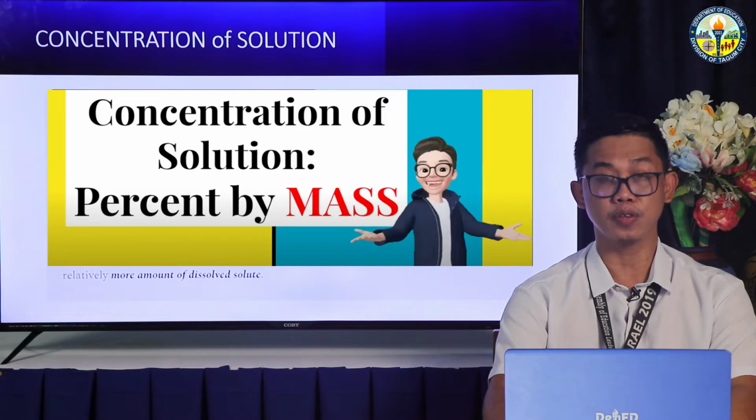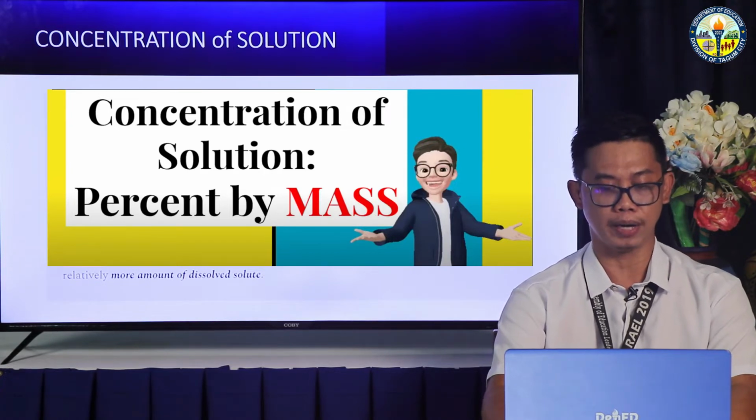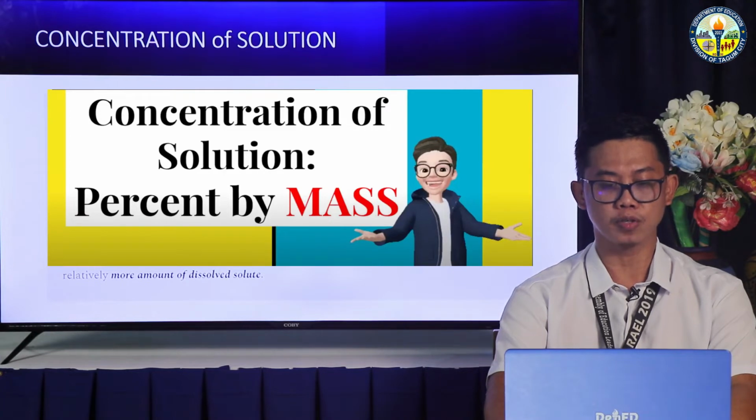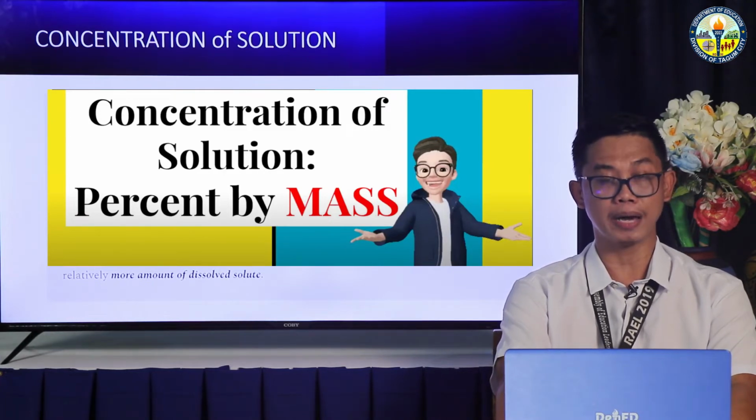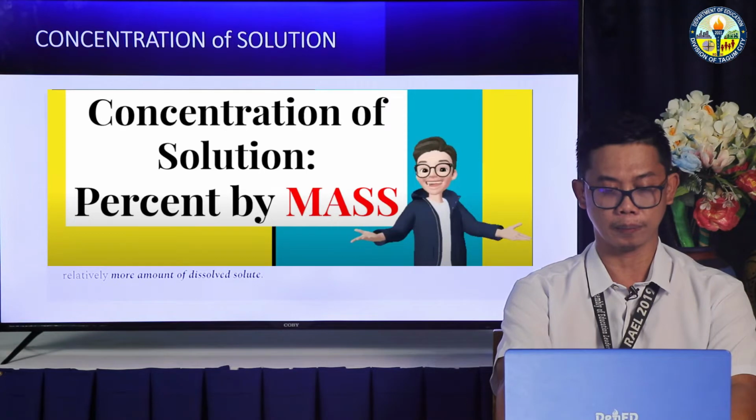Concentration of solution refers to the ratio of the amount of solute that has been dissolved in a given amount of solvent in a solution. Meanwhile, a solution is qualitatively described as concentrated or dilute based on the amount of solute present, and that is by its definition as well.